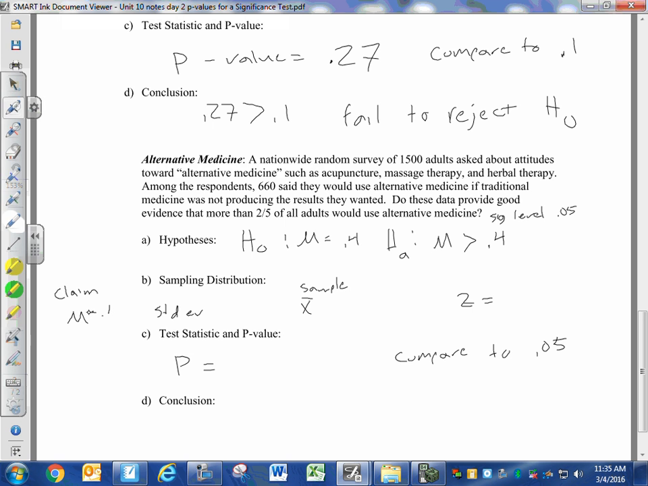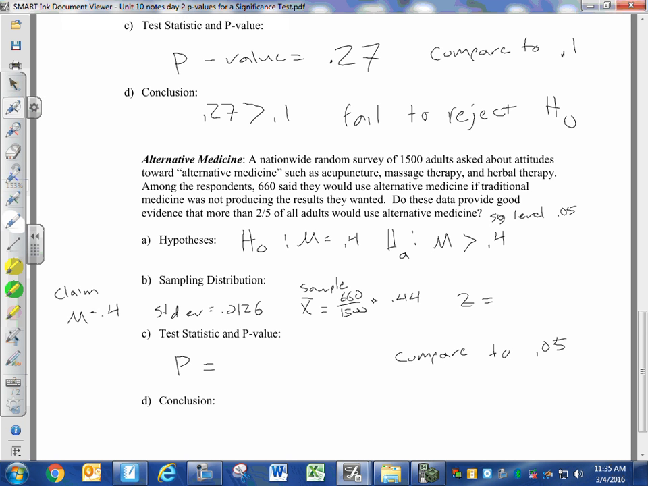My mean is 0.4. My standard deviation is 0.0126. My sample mean, 660 divided by 1,500. What was that? 0.44. Okay, here's the deal. 0.44 and 0.4 seem to be close to each other, which means maybe the null is true. But we find out the distance in terms of standard deviations. What do we get for our z-score?